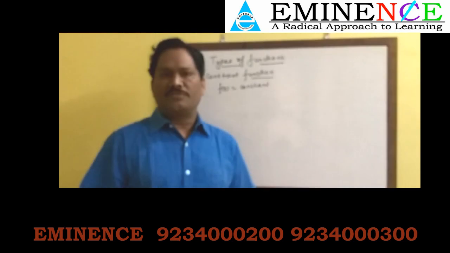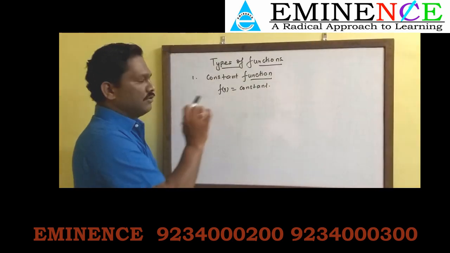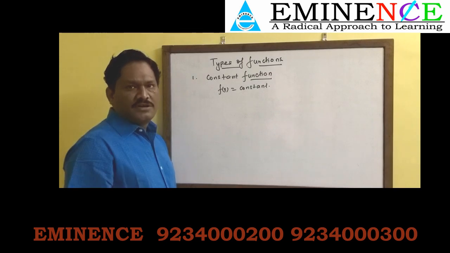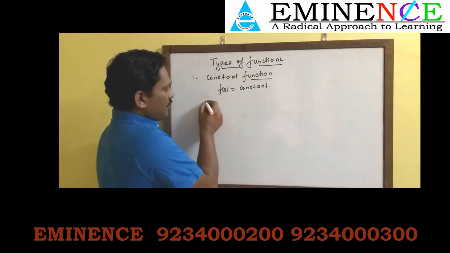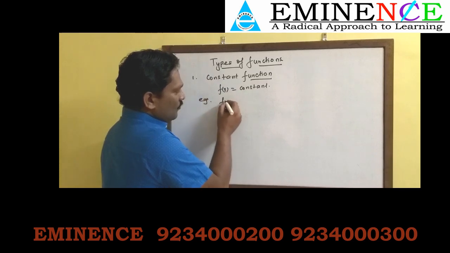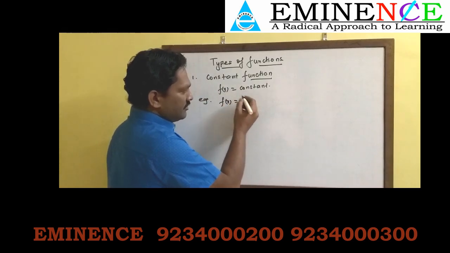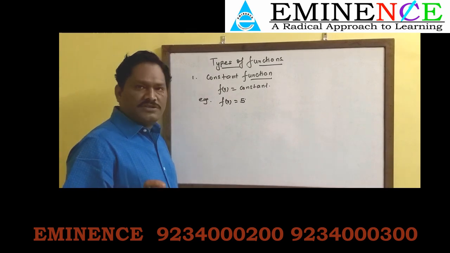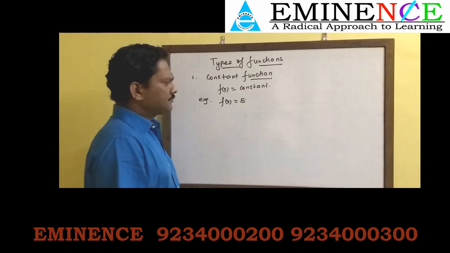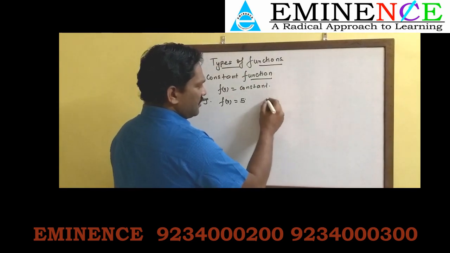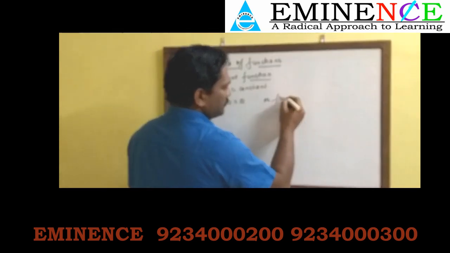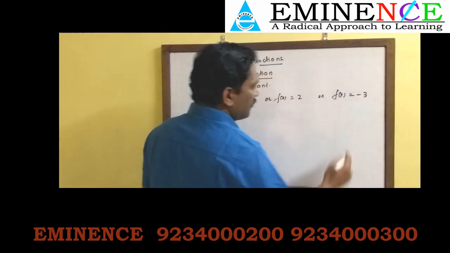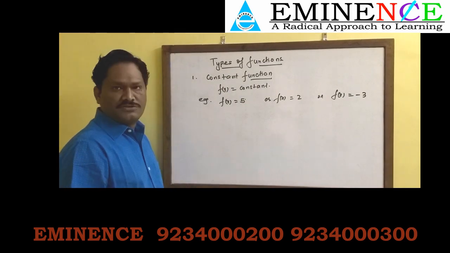Constant function means that for every possible value of x that we are providing as input, you always get a fixed output. Say for example, if I write f(x) is equal to 5, that means whatever be the value of x which we provide as input, you always get 5 as the output. Or if I say f(x) is equal to 2 or f(x) is equal to minus 3, all of them represent constant functions.